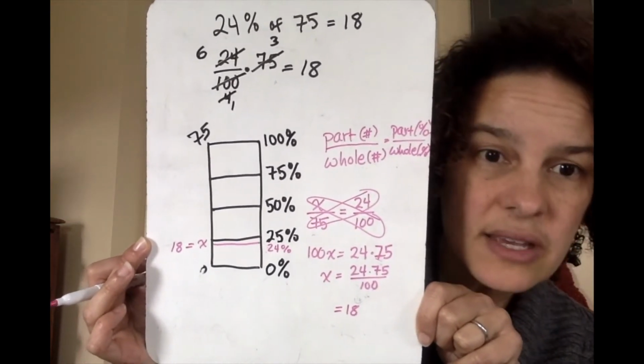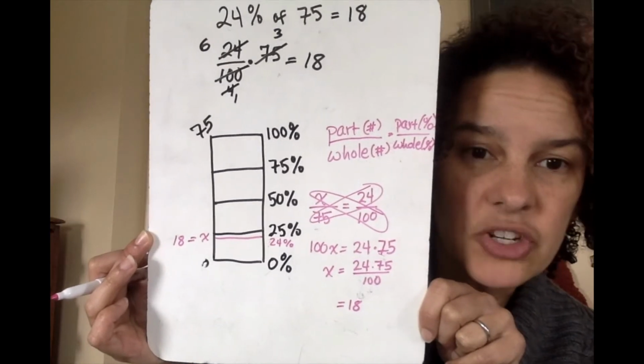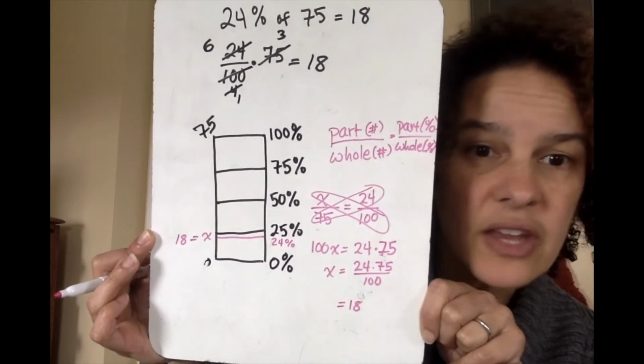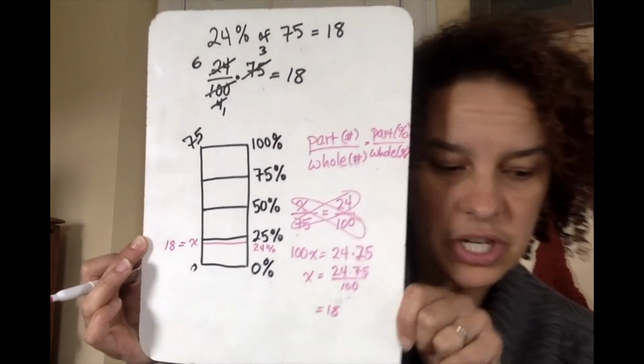Okay, so let's look at another one of these problems. I'm going to draw the bar model and then use the bar model to write a proportion. So this time, the question is going to be, what percent of 7 is 4?